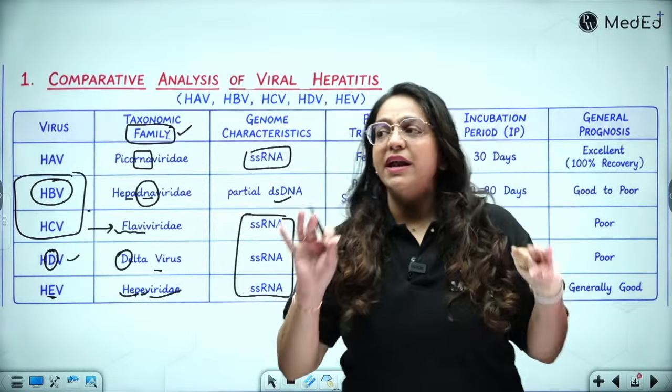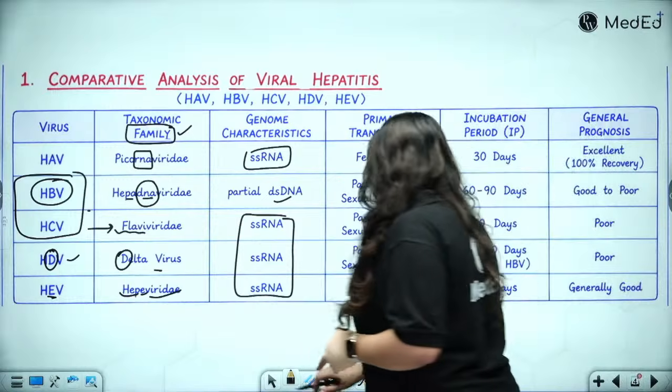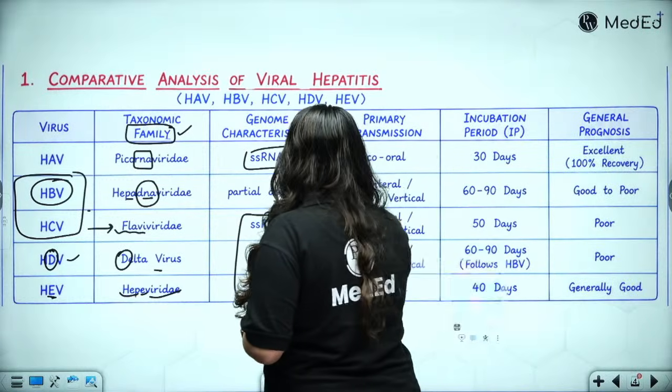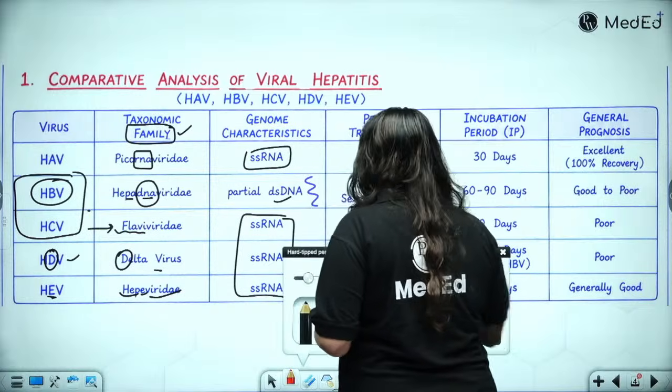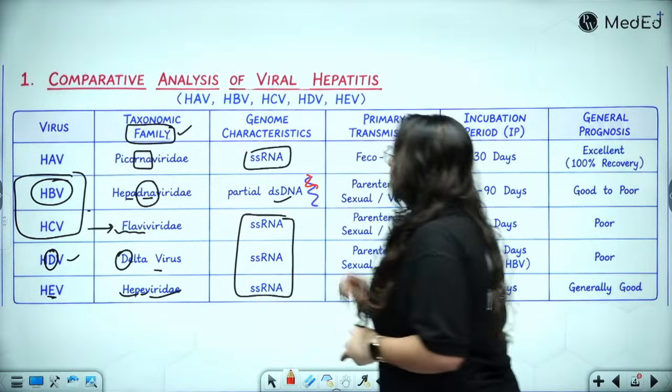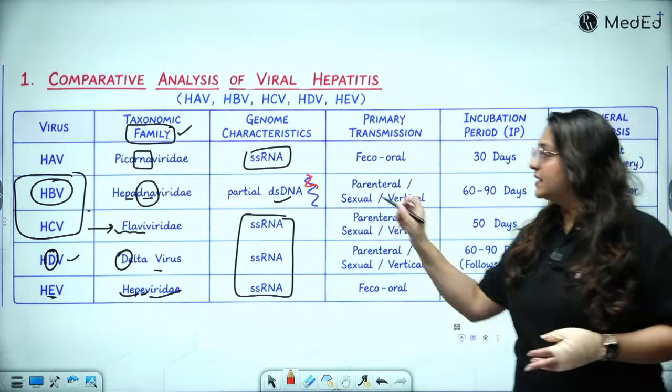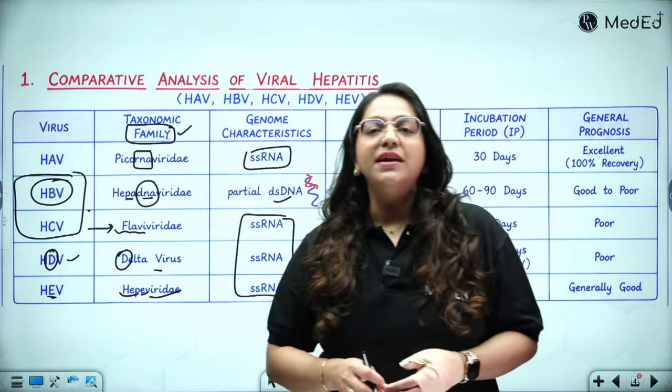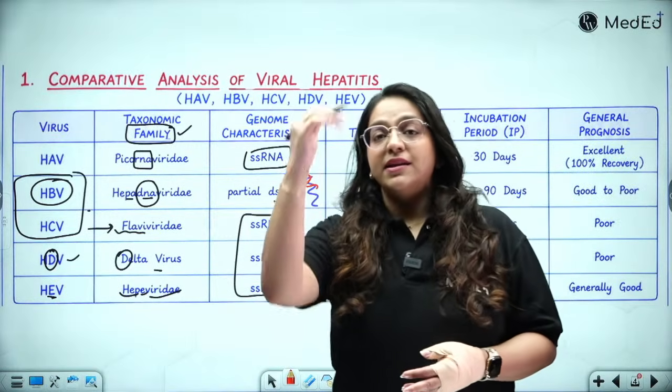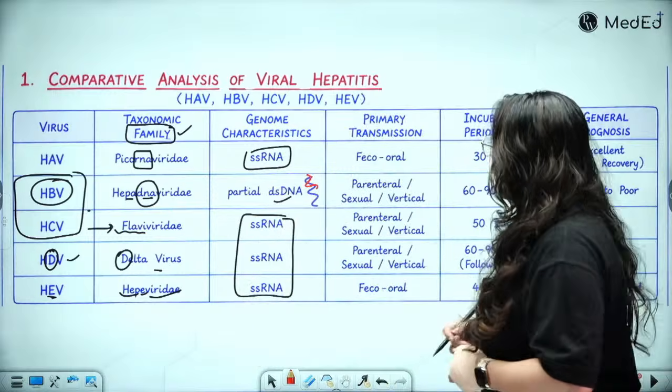Then genome characteristics, like I said, they're all single-stranded RNA viruses except this particular one, which is a partially double-stranded DNA virus. What is a partially double-stranded DNA virus? This is one whole strand, and then the other strand, I'm not going to make it complete. I'm going to leave it right in the middle. This is a partially double-stranded DNA virus. The second strand is incomplete.